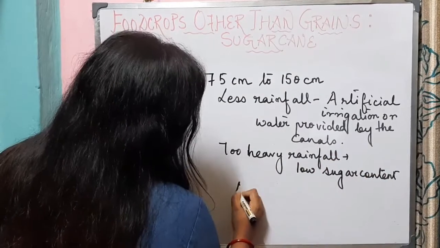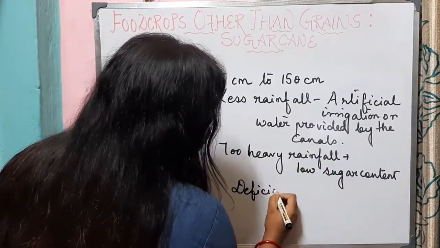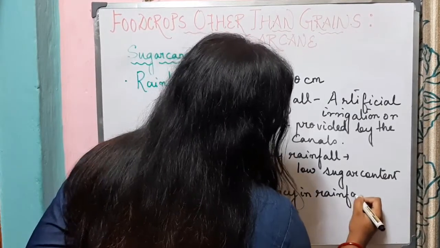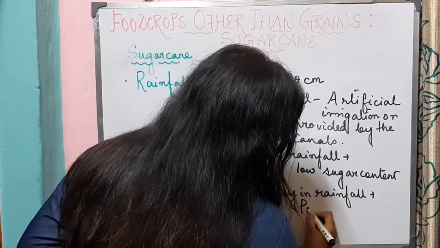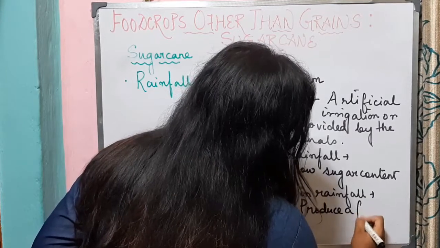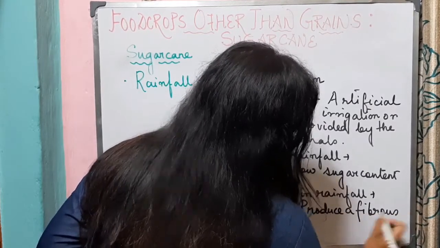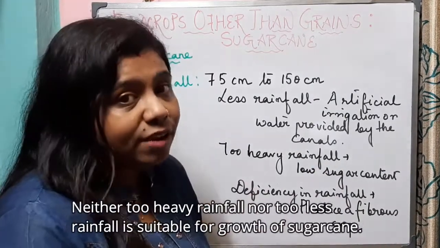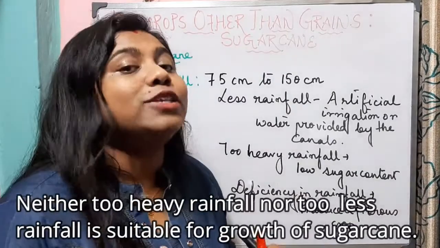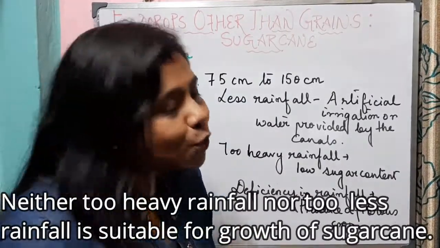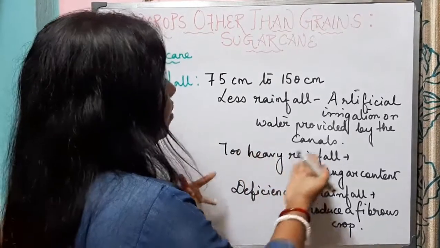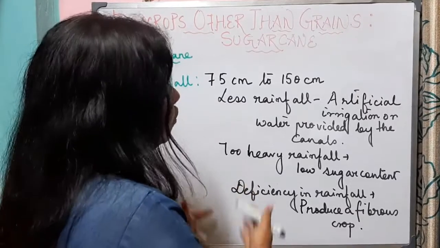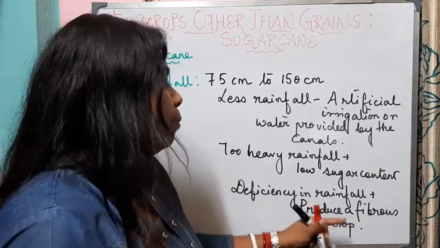And if there will be deficiency in rainfall, then it will produce a fibrous crop. So we can say that neither too heavy rainfall, nor too little rainfall is suitable or appropriate for the growth of sugarcane. As we can see, too heavy rainfall will produce low sugar content cane, and in terms of deficiency in rainfall, it will produce a fibrous crop.